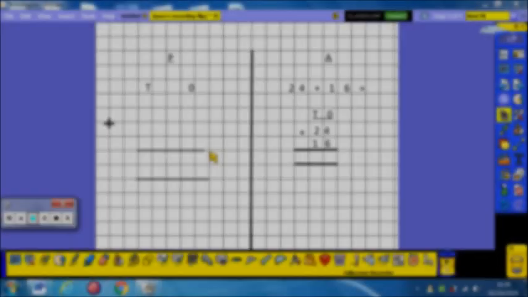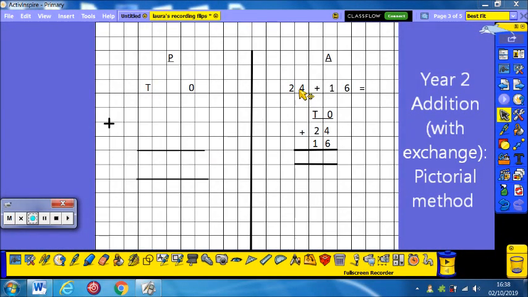This is how we add two numbers together with two digits using exchanging. I am going to demonstrate with 24 add 16. Already I have split my page into pictorial on the left and abstract on the right, and I've already written the calculation there. First, we're going to label our tens and ones. I'm going to partition the first number 24 into its tens and ones.